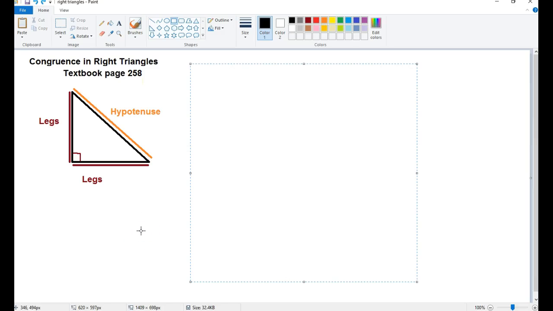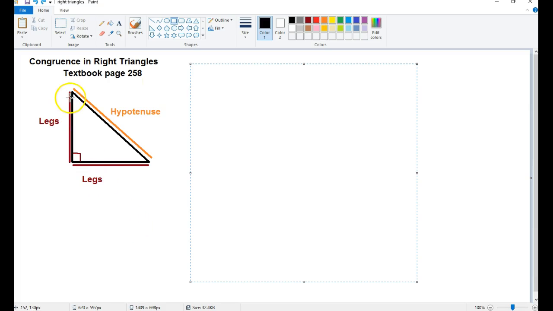Hey guys, we're going to start the next section today. This is all about right triangles and proving right triangles are congruent to other right triangles. So first thing we need to know are the different parts of the right triangle.